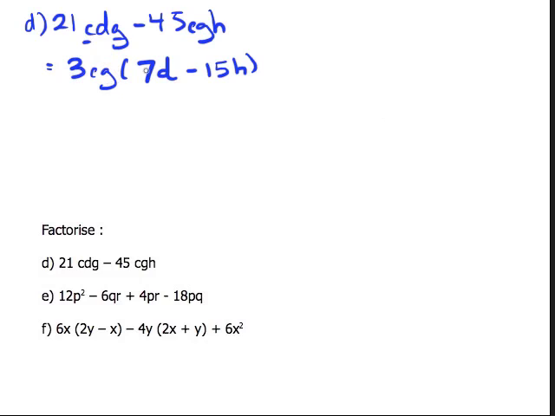Let's check. 3 times 7 gives you 21. CG times D gives you CDG. Minus 15 times 3 gives you 45. And H. Yeah, that's it. It's very simple. Okay, for part E.